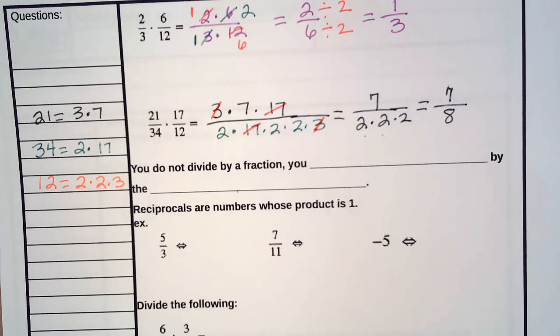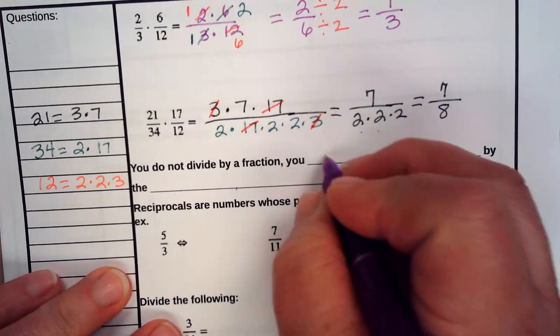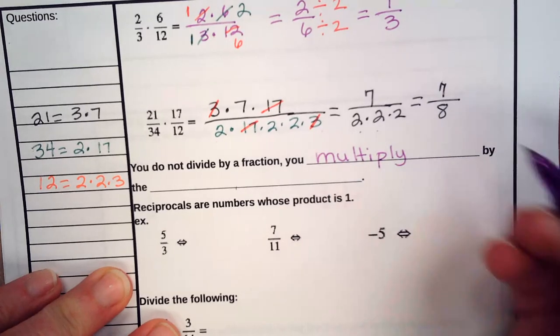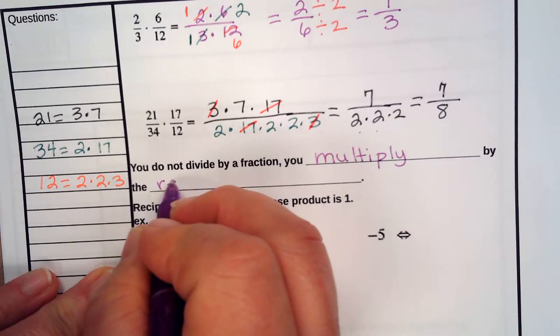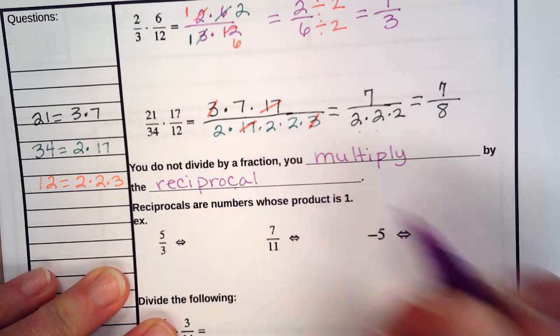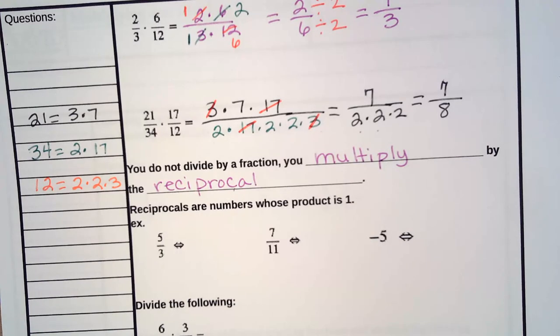Okay, so when we talk about dividing by a fraction, it's not really what we do. You do not divide by a fraction, you multiply by the reciprocal. Okay, what are reciprocals? Reciprocals are numbers whose product is 1. So when you multiply two numbers together and get 1, you have reciprocals.